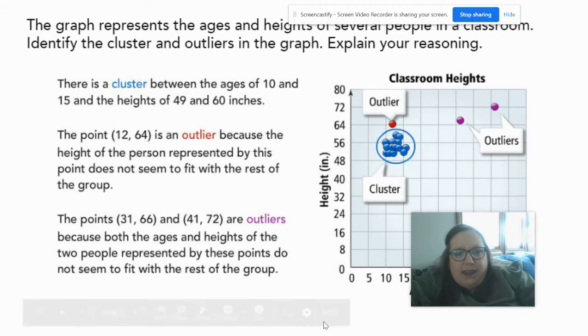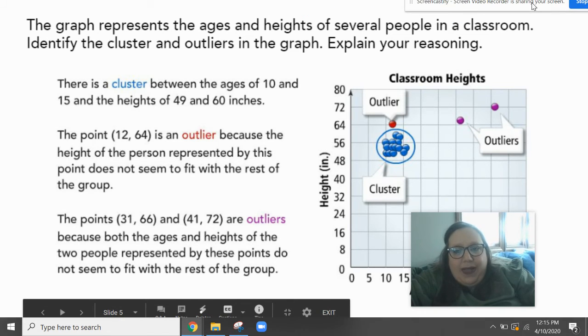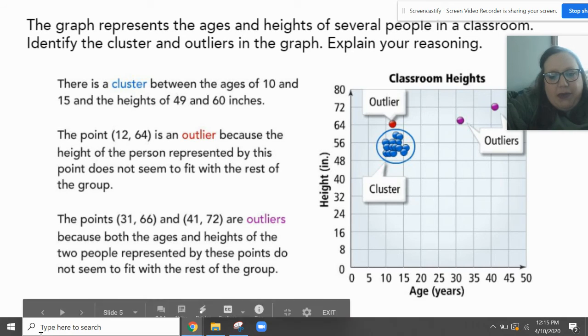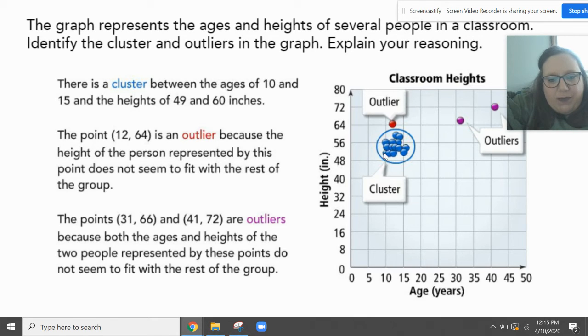All right, so this graph represents the ages and heights of people in a classroom. As we can see here, it's asking us to identify any clusters and outliers. There's a big cluster here, and that cluster goes between the ages of 10 and 15 and between the heights of about 49 and 60. So that probably means that this is a classroom full of middle school age students. They're between 10 and 15, and they're all about 5 feet tall, between 4 and 5 feet tall. There are two outliers out here.